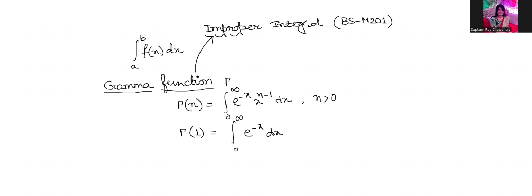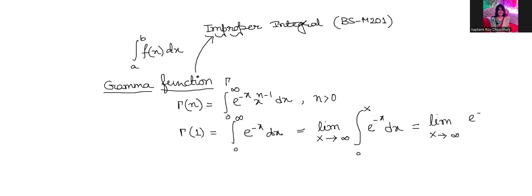How can we solve this type of problem? We have to take in the place of infinity any variable. Here we take capital X. Now, X as a variable, we can integrate in our previous way. So, integration of e to the power minus x is e to the power minus x by minus 1, from 0 to capital X, right?